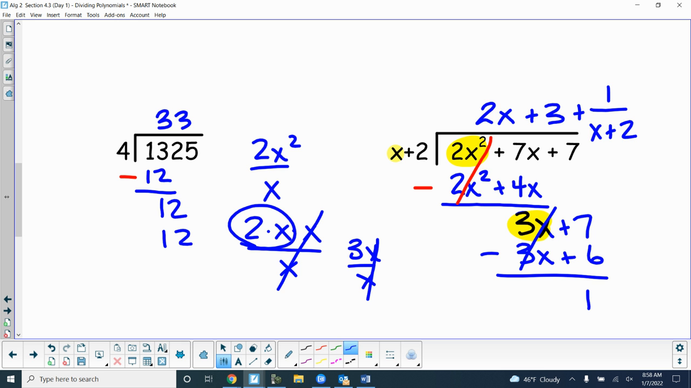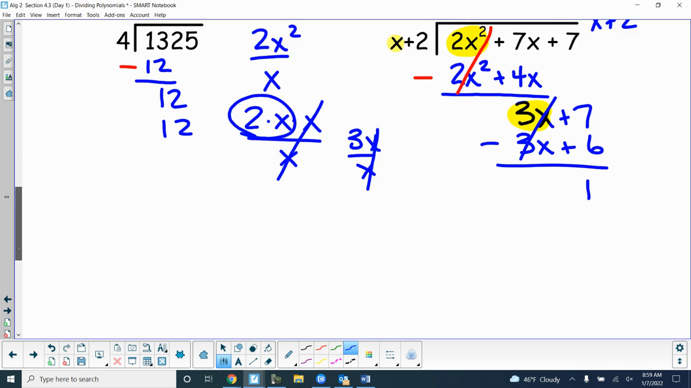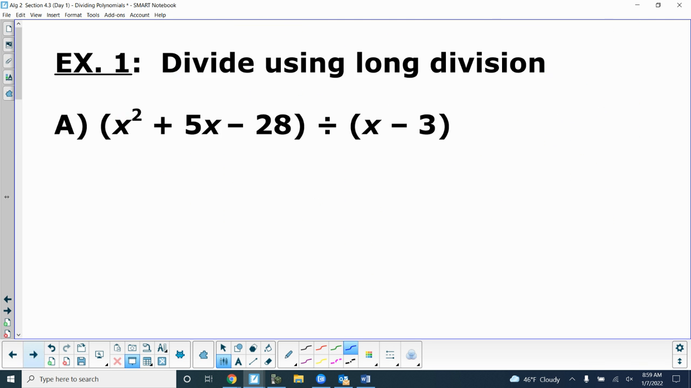That's polynomial long division. Just like regular long division, but we got those x squares and x's and stuff. Any questions? Not so bad, right? All right, so you guys go ahead and try that.